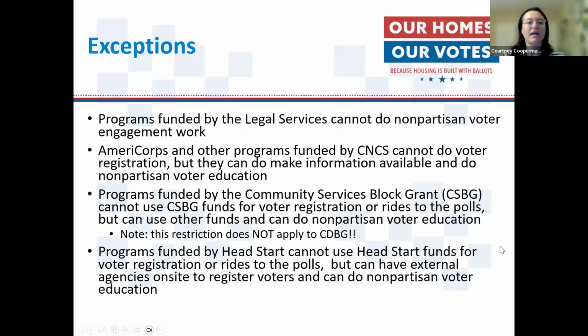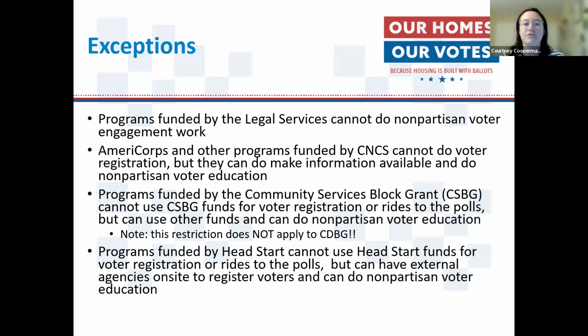So there are a few important exceptions with regards to some federally funded programs and nonpartisan voter engagement activities. There are specific restrictions on Legal Services Corporation, AmeriCorps, Community Services Block Grant, and Head Start funded organizations. But before I get into the specifics of these, I just want to emphasize that these are the exceptions and not the rule. For most federal programs, nonpartisan voter engagement is not only permitted, but actively encouraged. But these are a few important exceptions to note.